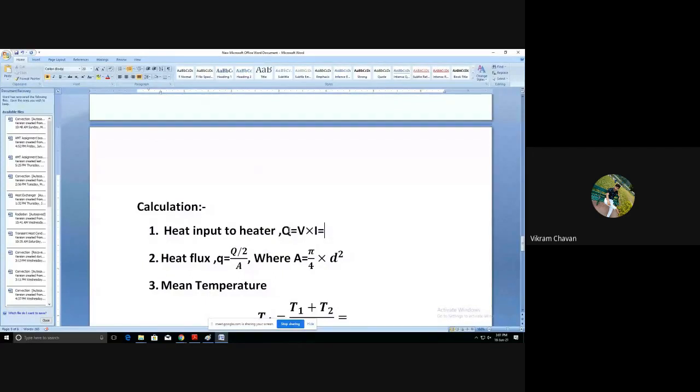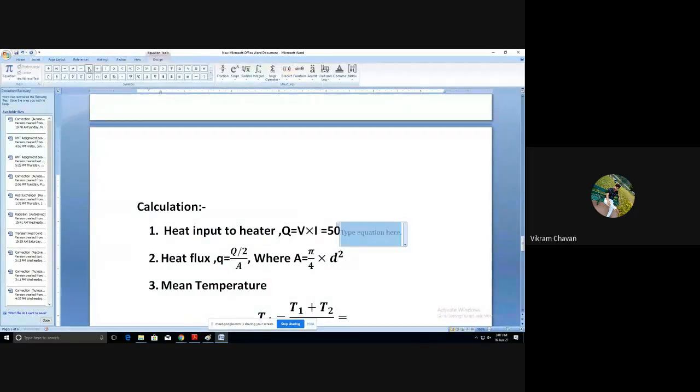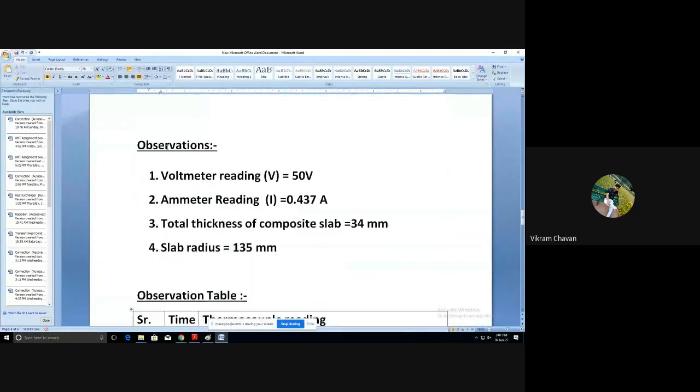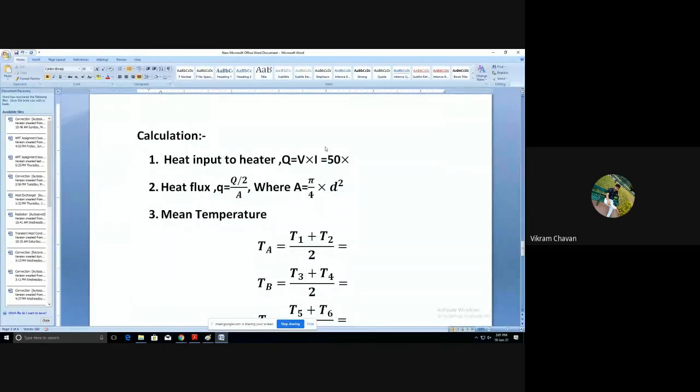So first calculation: heat input Q is equal to V multiplied by I. V is 50 multiplied by I, which is 0.437. Anybody do the calculation for this and tell me the value of Q. 21.85, in watts.